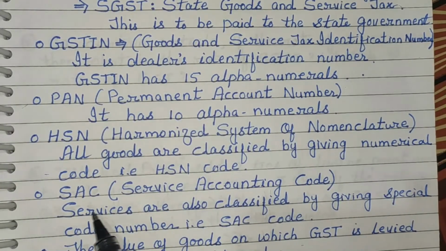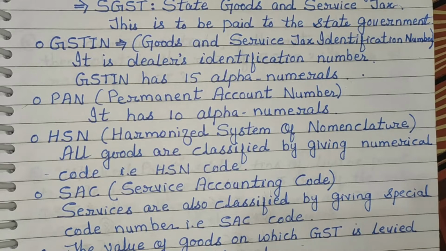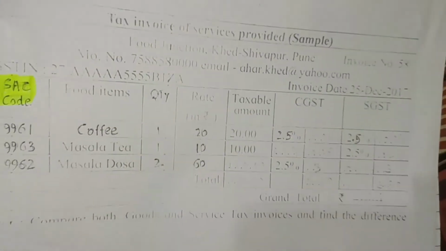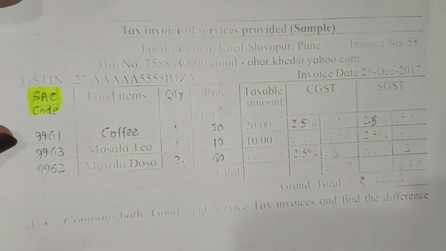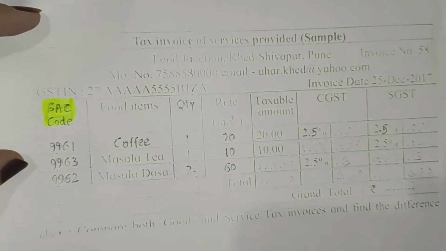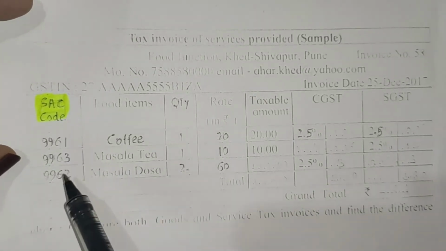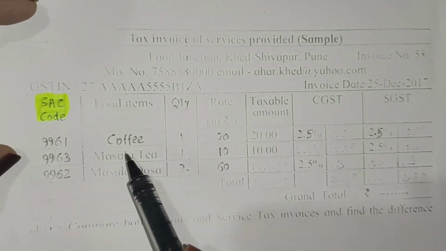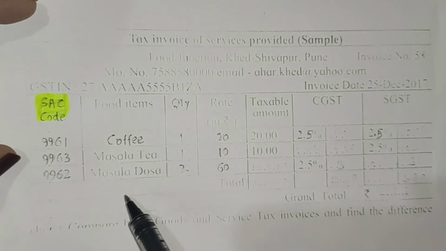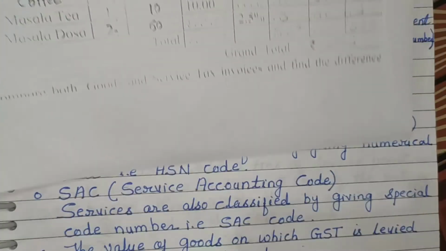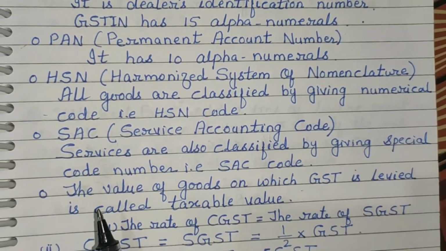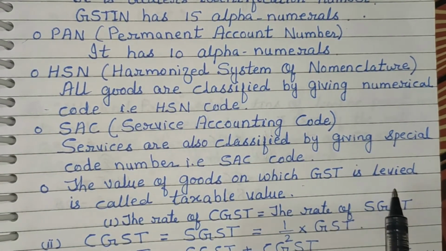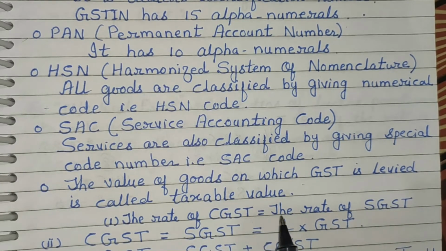Now SAC, Service Accounting Code. Services are also classified by giving a special code number, that is the SAC code. Now look at this here. Tax invoice of services provided. It is one of the samples. SAC code 9961, 9963, 9962. It is the code for the food items coffee, masala tea and masala dosa and so on. Now the value of goods on which GST is levied is called taxable value.